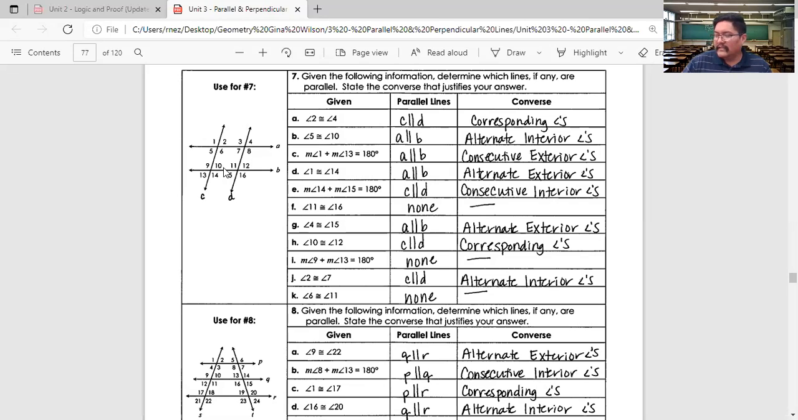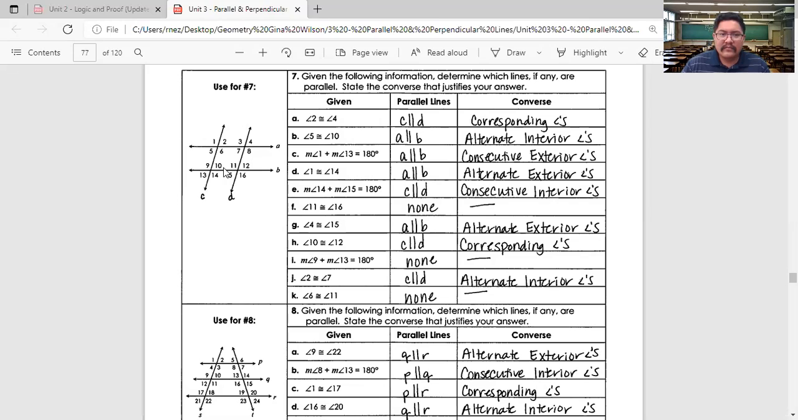Basically, the way I described it is they are in the same direction. So 10 and 12 are both kind of on the upper right. Since they're both on the upper right of their lines, that's what makes them corresponding angles.